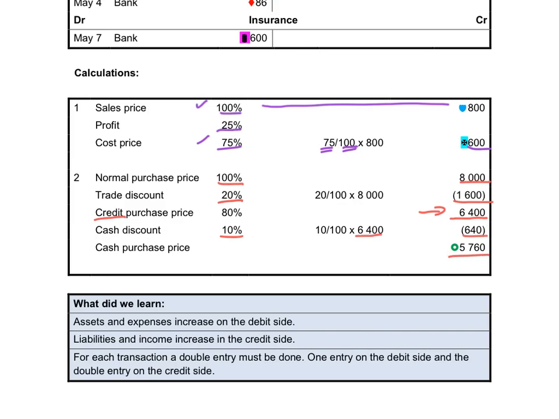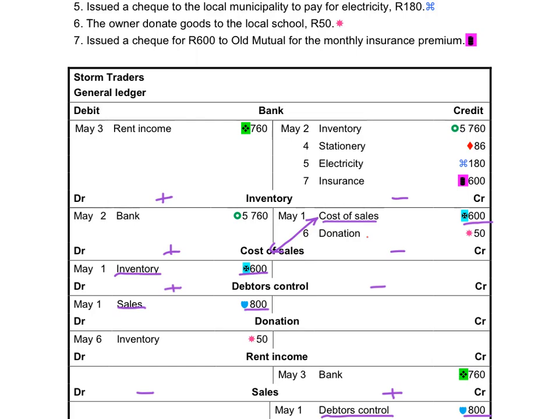5,760. We purchase inventory, so inventory is an asset that increases on the debit side with the actual price that we paid. Bank is an asset that increases on the debit side and decreases on the credit side. So the bank will be credited to indicate that there's less money in the bank because we paid out money.